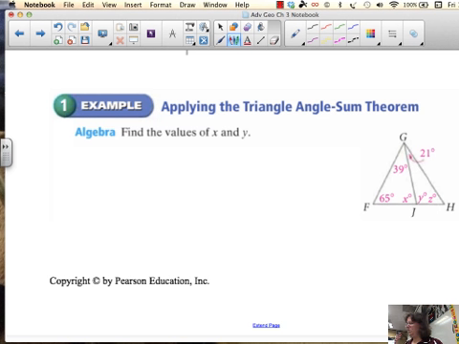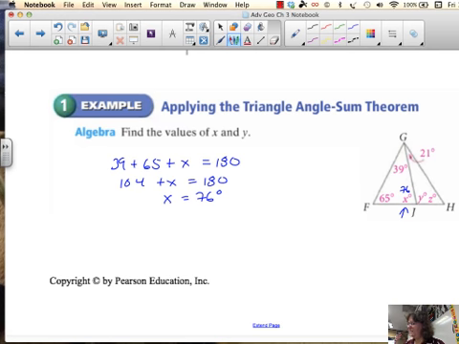I really can't work too much with the right triangle because there's two unknowns in that one, but I can work with the left-hand triangle, and if I take 39 and I add 65, and I add x, that should equal 180 degrees. And if I add these together, I get 104 plus x equals 180. And if I subtract the 104 from both sides, I get x equals 76. So x is 76.